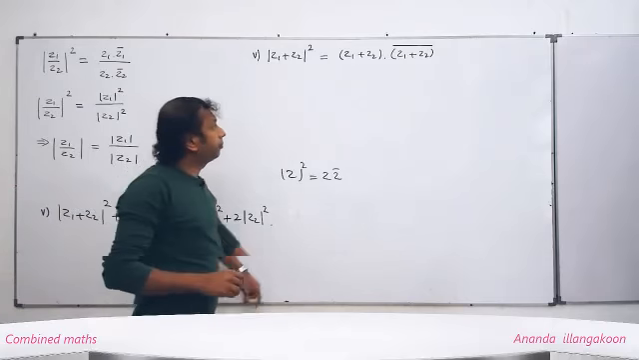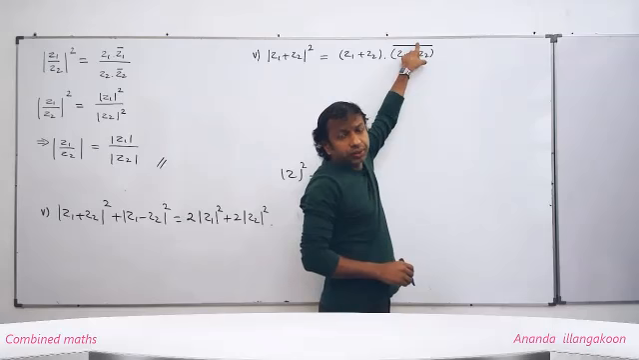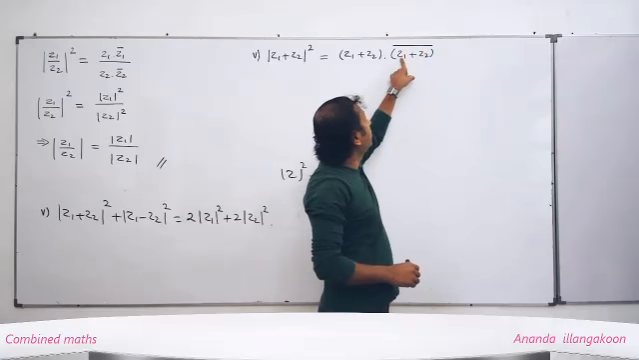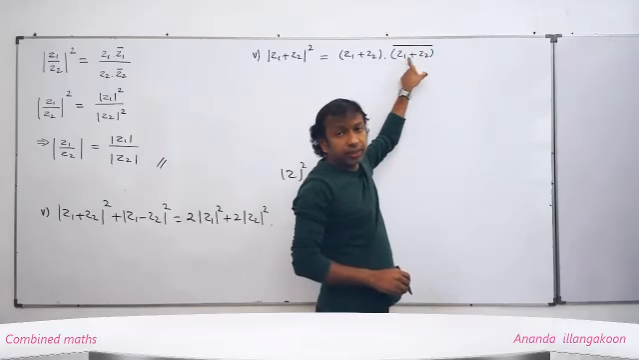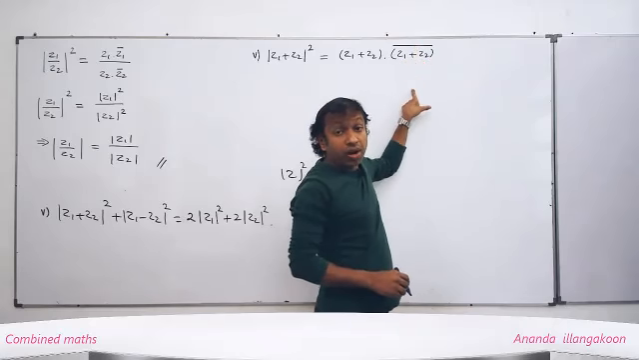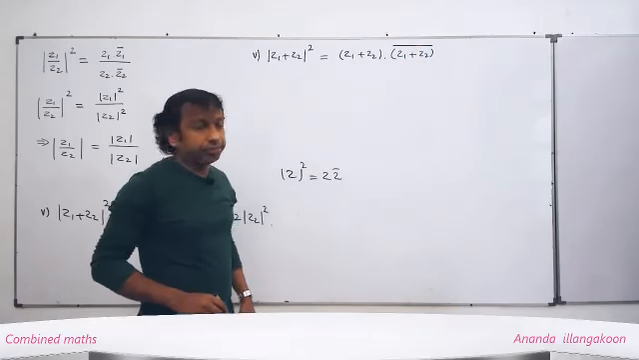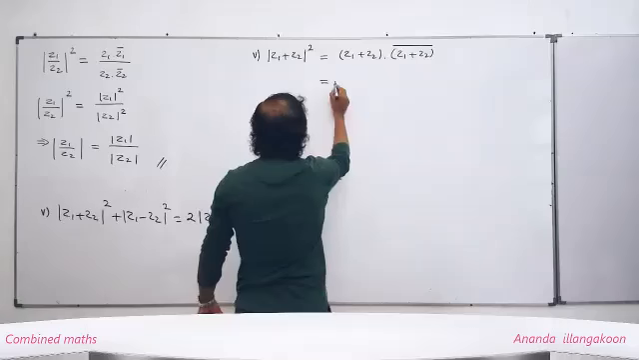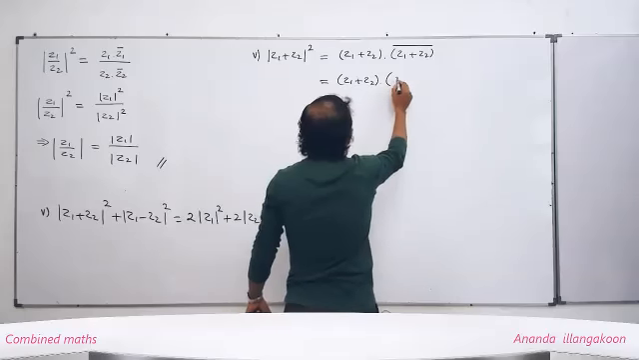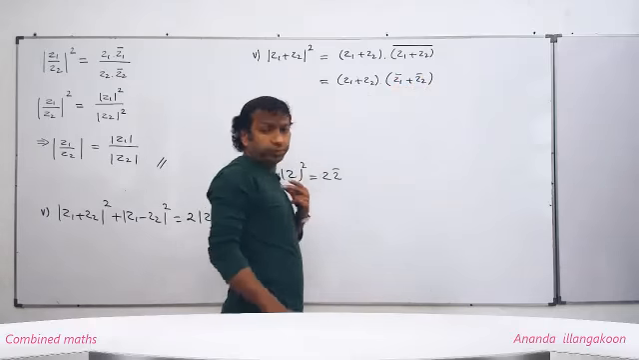Now here, the conjugate of z1 plus z2, we proved I can apply the conjugate to the complex numbers separately. So this bracket I can write: conjugate of z1 plus z2 is equal to z1 conjugate plus z2 conjugate. That way you can write. So then I get this one like this: z1 plus z2 times z1 bar plus z2 bar.